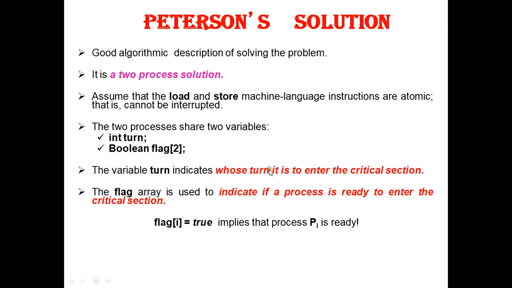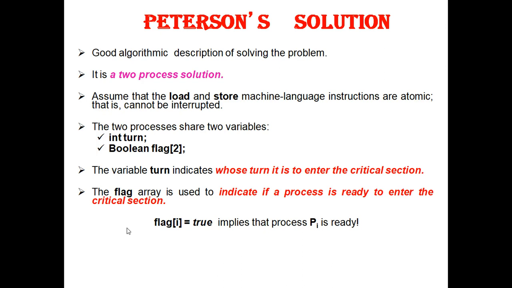This turn variable will tell which process is going to enter the critical section. And next, the boolean flag variable array. This array will indicate which process is ready to enter into the critical section. Variable turn will tell us which process is going to enter the critical section, whereas the flag array is going to indicate which process is ready to enter the critical section.